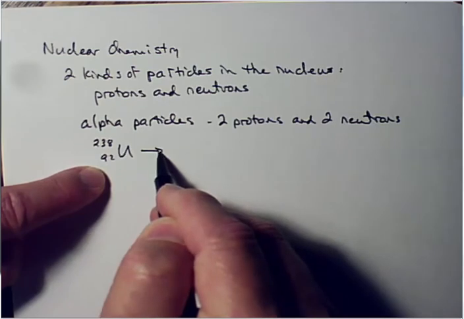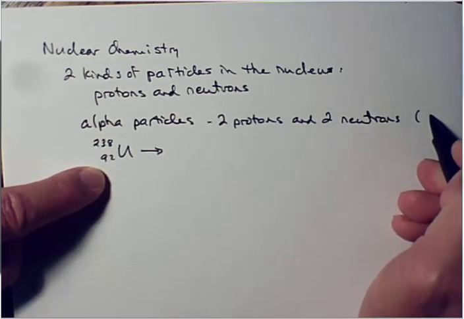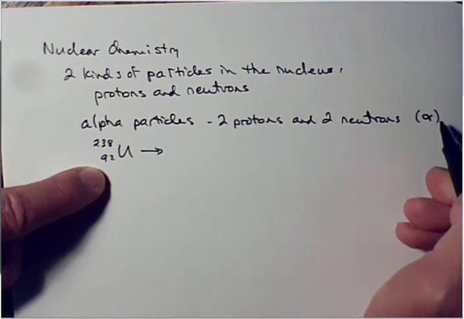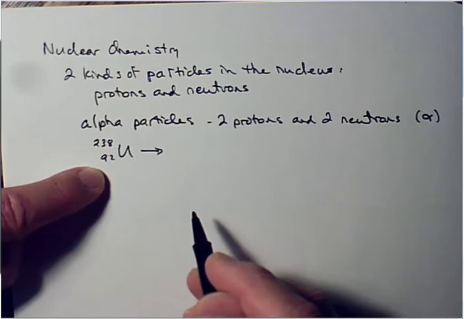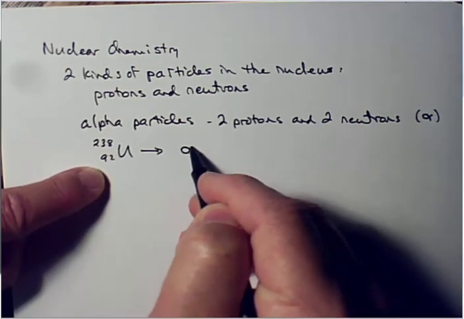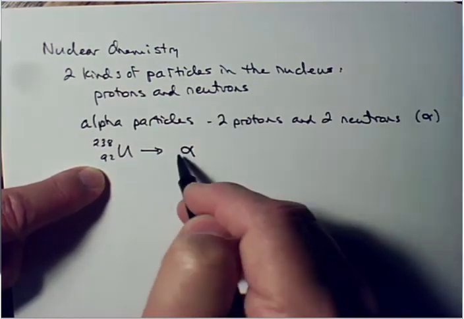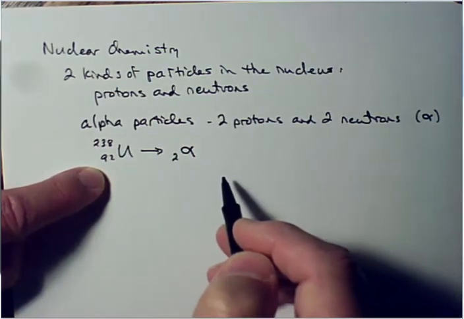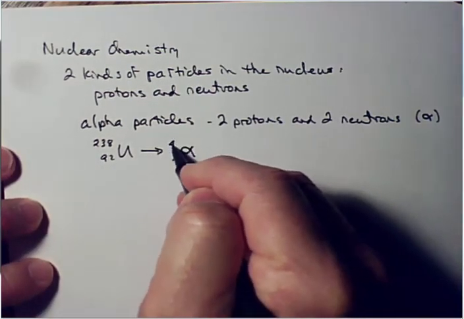If we take out of there an alpha particle, and an alpha particle symbol is this, a lowercase Greek letter alpha, okay? We have an alpha particle. And alpha particles have an atomic number of 2 for 2 protons, and its atomic mass is 4. Add up all the protons and neutrons, you get the atomic mass, 4.